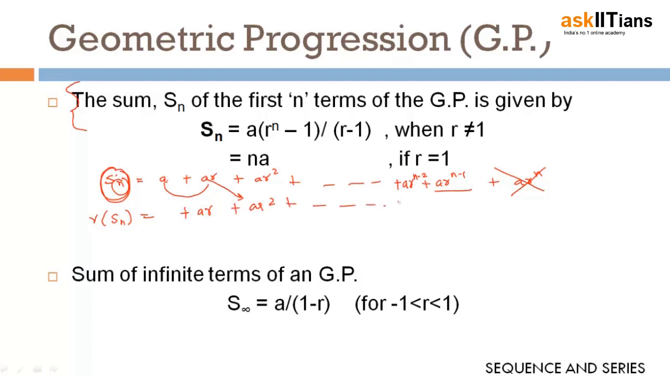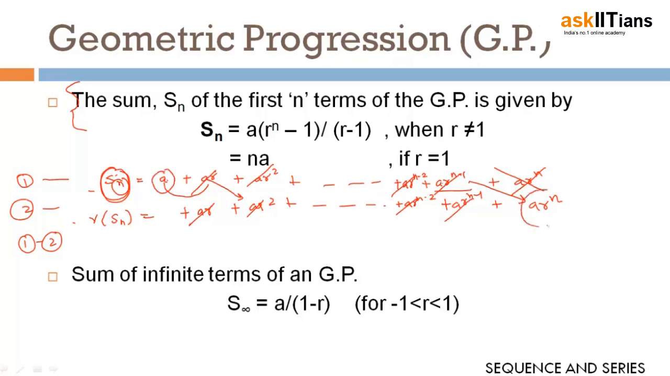Similarly, this here will be AR^(n-2). This term will be AR^(n-1), plus this term will become AR^n. So now what was the purpose of doing it? Now if I subtract both these, suppose I name this as 1 and this as 2, and I write 1 minus 2, can we see that all of this will get cancelled? So we have only two terms left to deal with, the first and the last.